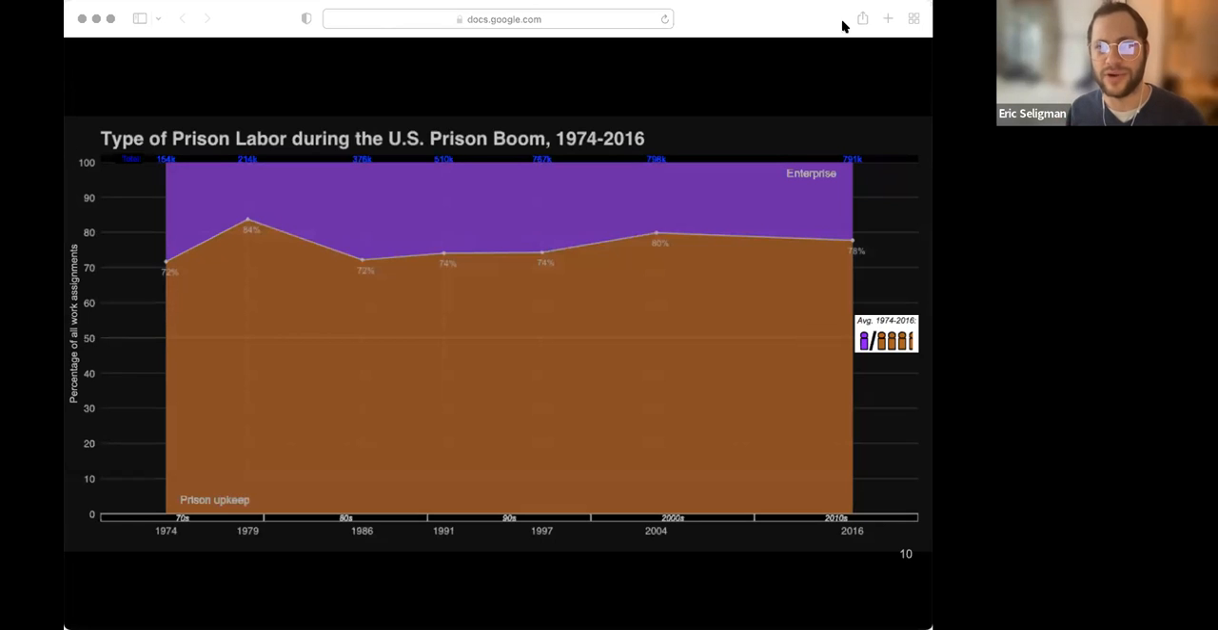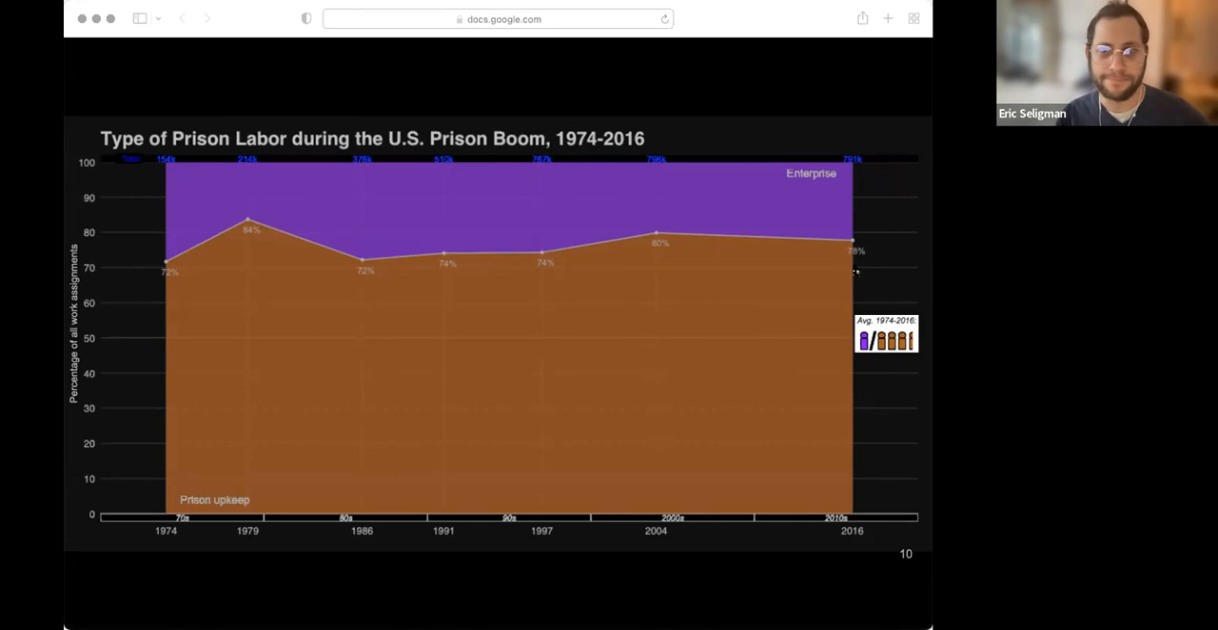that would make the purple enterprise slice a little bit bigger, since enterprise jobs often carry moderately longer work schedules, but the difference is very small. So as you can see, the story here is that incarcerated workers primarily do prison upkeep labor. And this is a very steady fact. Throughout this period, on average, 76% of work assignments were in prison upkeep, with a low of 72% in 1974 and a high of 84% in 1979.